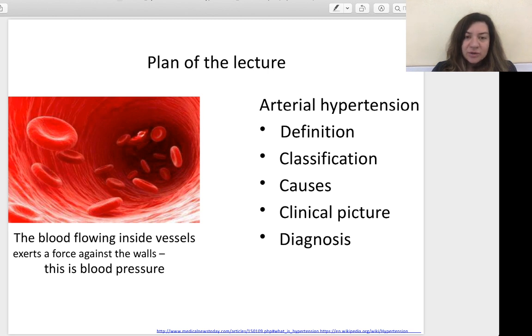Plan of today's lecture. We will give a definition of arterial hypertension. We will discuss classification, causes, clinical picture, and diagnosis of arterial hypertension.